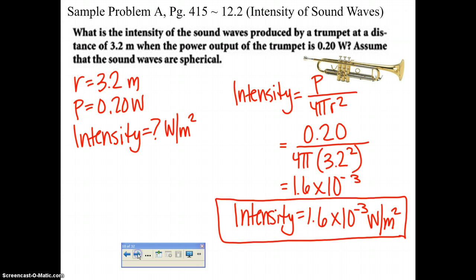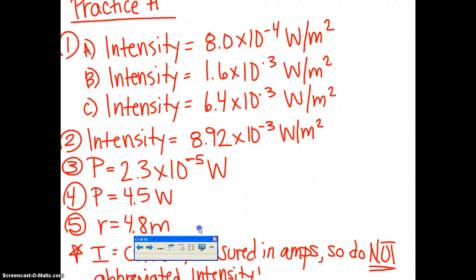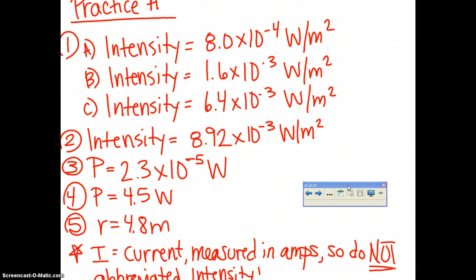Here are your answers to your practice A problems. Please make sure that you have the appropriate number of boxes to be checked tomorrow by your sub, okay? Mr. Anderson's going to check your boxes for you, so please make sure you box the right answers. I know you can't see the bottom here. It says I equals current measured in amps, so do not abbreviate intensity, okay? So if you put I equals, it is wrong, guys. Please do not do that.